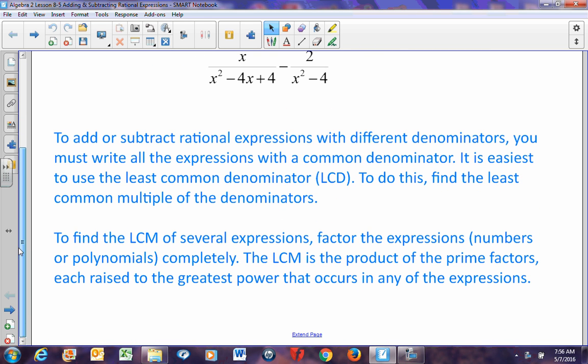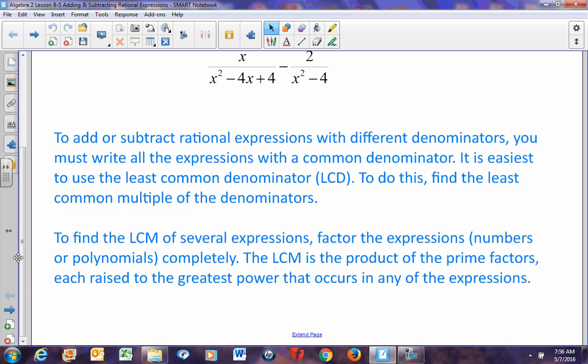To add or subtract rational expressions with different denominators, you must write them with a common denominator. It's just like regular fractions when you were a young child and you learned how to add 1/4 to 2/5. You had to get a common denominator between 4 and 5. That's just required, even if they have variables.